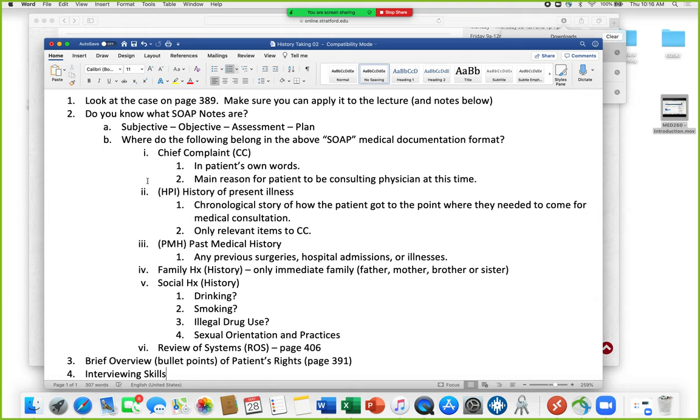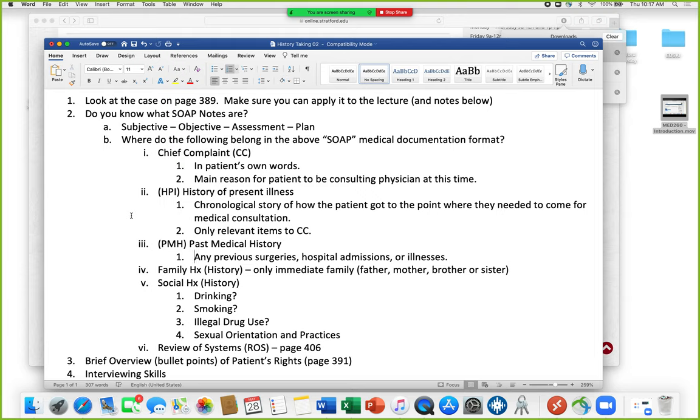So what's in the subjective part? Of course, the history, chief complaint. It should be in the patient's own words. So remember, I told you that the patient was feeling anxiety. That's my words. But if the patient said, you know what, I've been feeling pressure on my face and on my stomach, that's the patient's chief complaint, pressure. What's the main reason to come in here? Well, I feel pressure, and then I got this stomach ache, and that's what prompted me to come in here. History of present illness, I already went over.